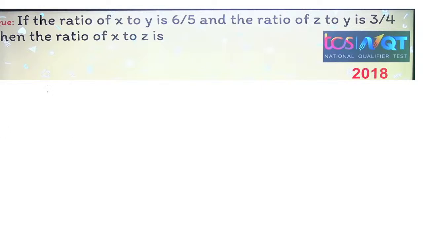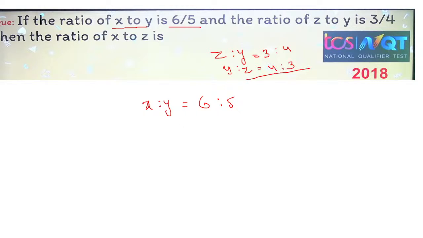Okay, firstly look at this question. This is about ratio and proportion. They are giving you the x and y ratio as 6/5. Nothing but you can write x is to y is equal to 6 is to 5. At the same time, they are also giving you z is to y as 3 is to 4. Otherwise, y is to z ratio is 4 is to 3. So x is to y ratio is 6 is to 5, and at the same time y is to z ratio is 4 is to 3.